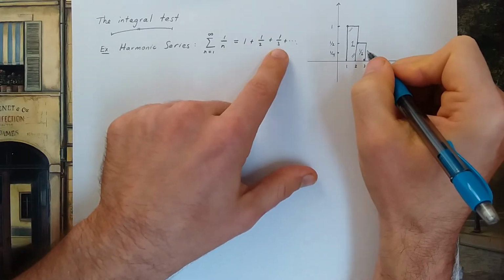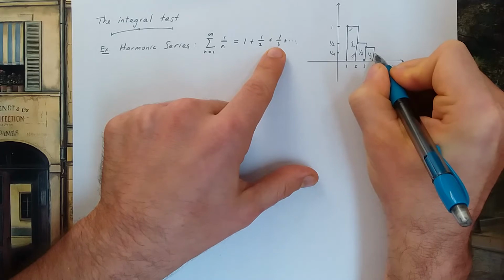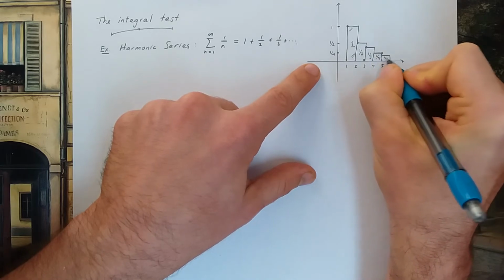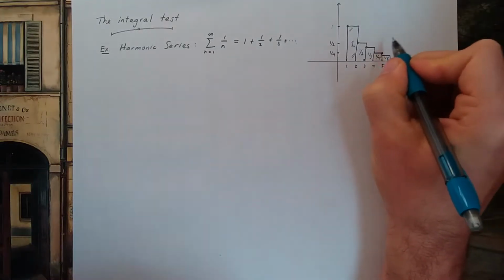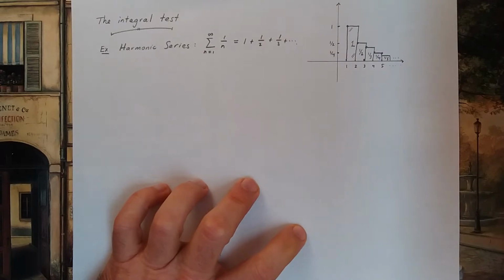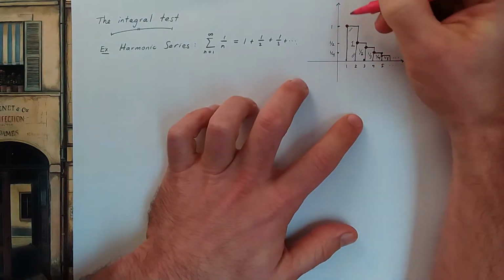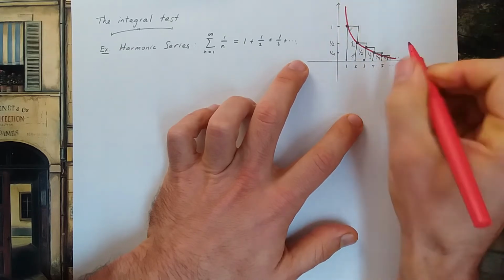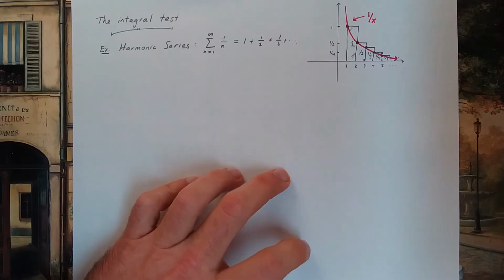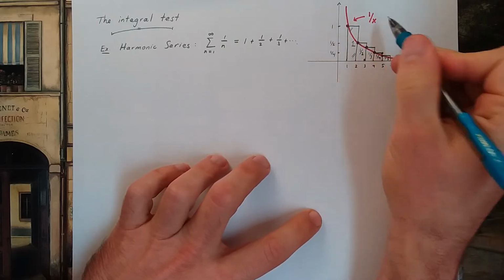Next, I'm going to draw a rectangle of area 1/3. So height 1/3, width 1, the area in here will be 1/3. And I'm going to repeat this process. So height 1/4, width 1, area 1/4, and so on. So the area in the boxes, the area in the rectangle, is my harmonic series. I'm going to draw a function that passes through these points. So I'm going to draw a function that goes like this. That's the function 1 over x. Because if I plug in 1, I get a height of 1 over 1. If I plug in 2, I get a height of 1/2, and so on.